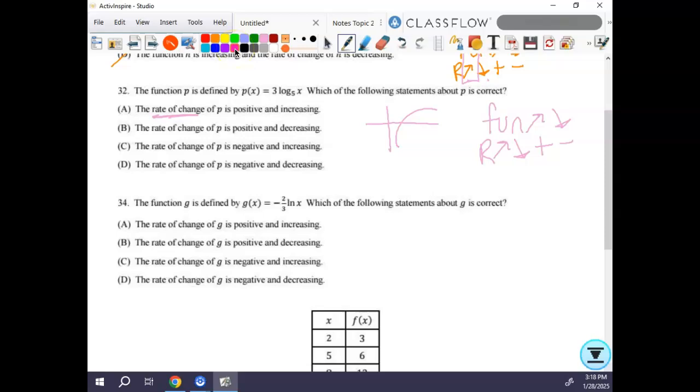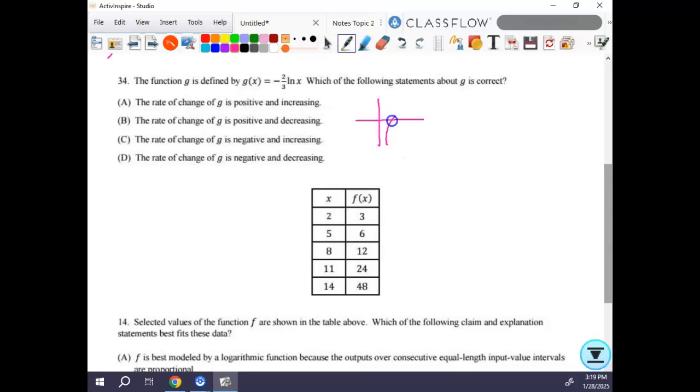So if I want to know if the rate of change is positive or negative, I'm looking at whether the function's increasing or decreasing. Function's increasing, which means the rate of change is positive. So I can eliminate C and D. Then I want to know if the rate of change is increasing or decreasing. Function is concave down, so the rate is decreasing. So you can see that the rate is positive and decreasing. The function is concave down and increasing. Alrighty.